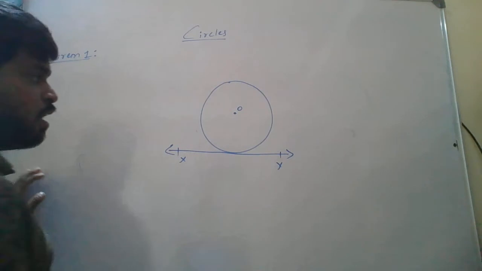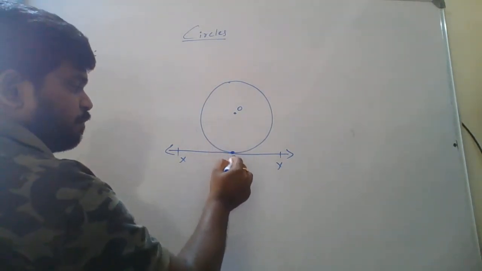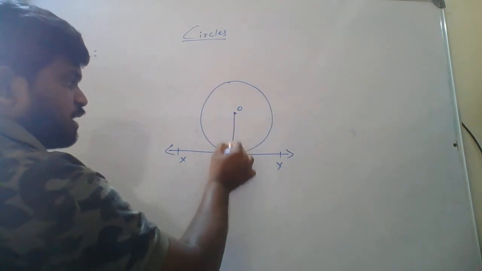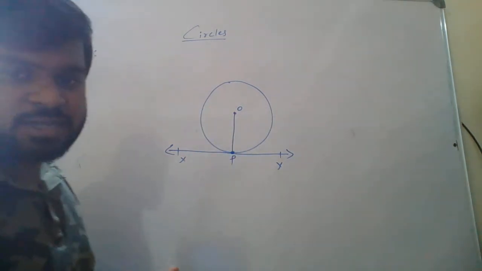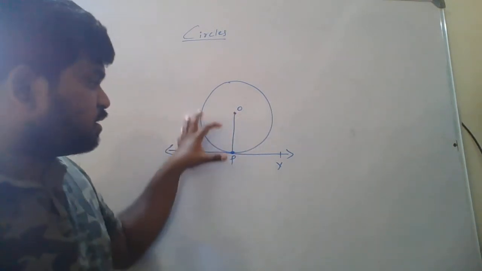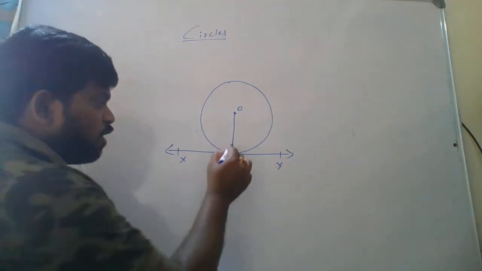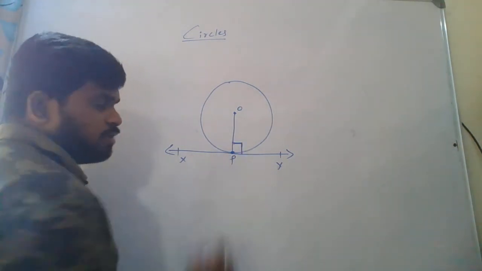Okay. Now, if you draw a radius at the point of contact, this is point of contact P. Let's draw it. This is the radius, right? OP is the radius. Basically, what is a radius? It is a line segment from the center to any point on the circle, right? This radius and the tangent will always be perpendicular to each other.